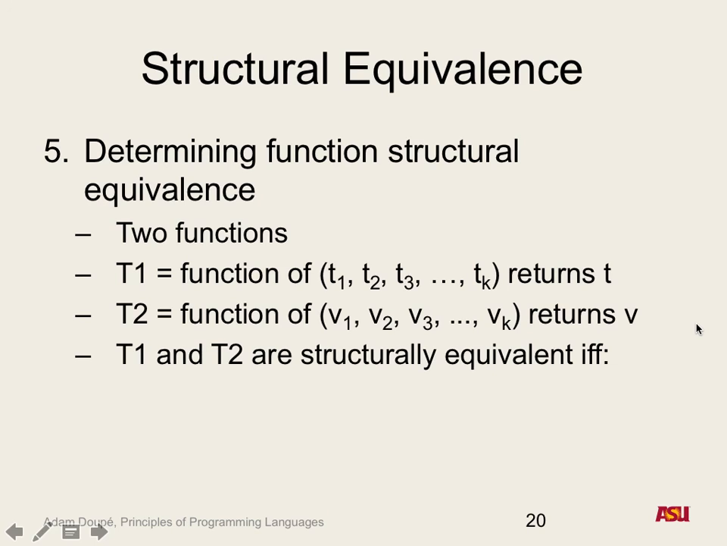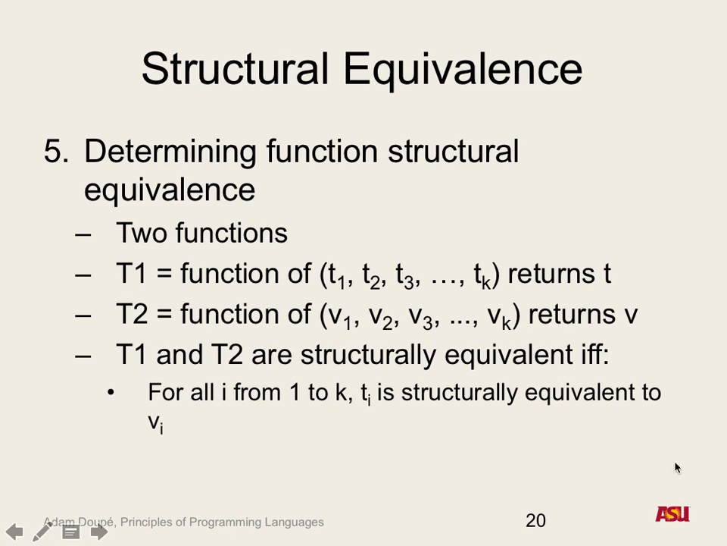Why do I care about structural equivalence of functions? What was that? Function pointers. Function pointers, yeah. So if I pass a function as a parameter of a function, how do I know that it has the same type that that function is expecting? Right? One way to think about it is, could I use that function in place of that parameter or that other function? Right? So for all i from 1 to k, ti is structurally equivalent to vi, and t is structurally equivalent to v. Perfect.